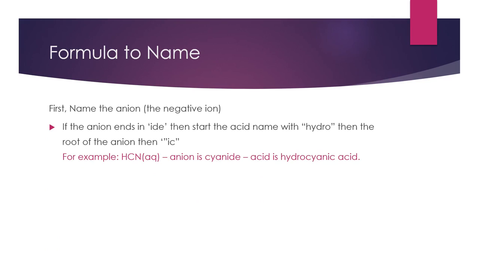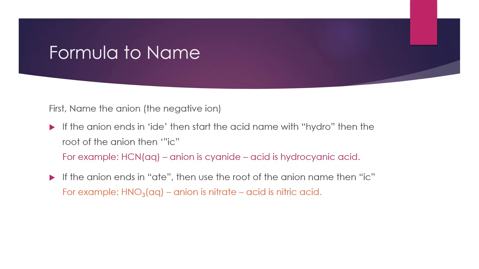If the anion ends in "ide", then start the acid name with hydro, then the root of the anion, then "ic". For example, HCN, the anion is cyanide, so the acid name is hydrocyanic acid.